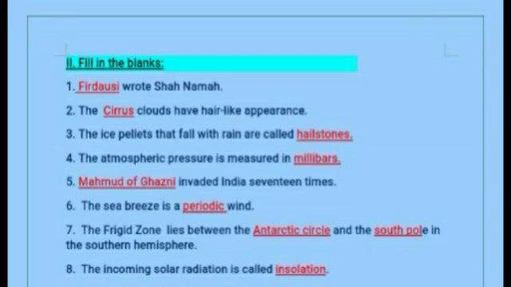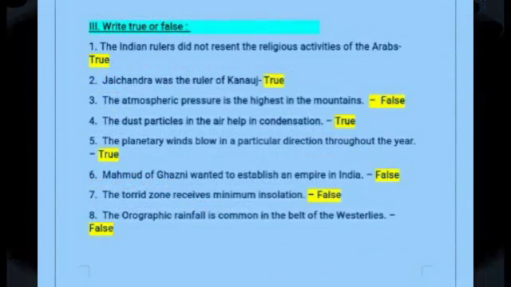Okay. So, incoming solar radiation is called what? It is called insolation. So, next Roman letter is true or false. First one, the Indian rulers did not resent the religious activities of the Arabs. Yes, it is true. Second one, Jayachandra was ruler of Kanuj. Yeah, it is true. Third one, the atmospheric pressure is the highest in the mountains. No, it is false.